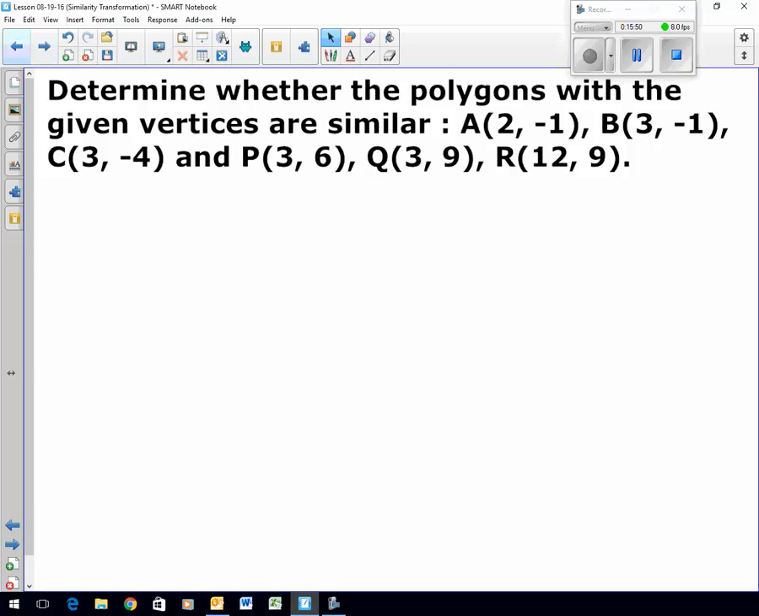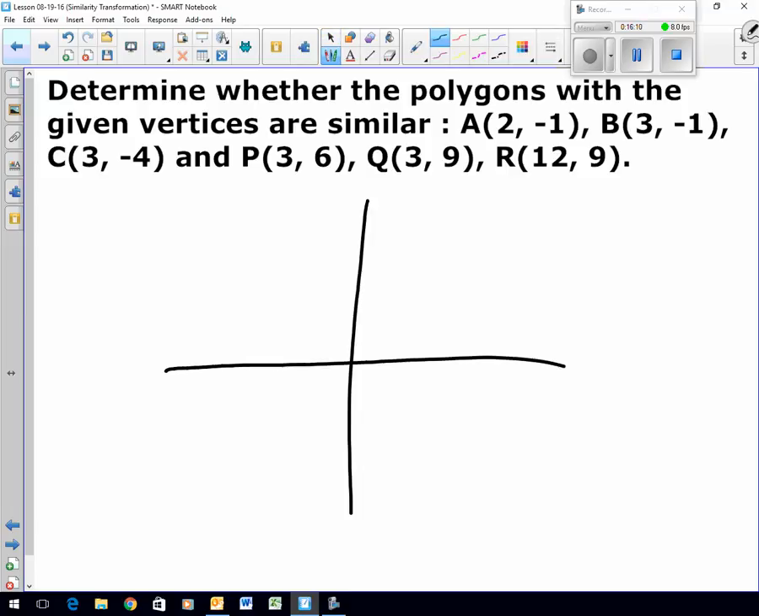Determine whether the polygons with the given vertices are similar: A, B, C, P, Q, R. First thing you have to do is map out or plot these particular points. 2, -1 is A. Then 3, -1 is B, and 3, -4 is C.